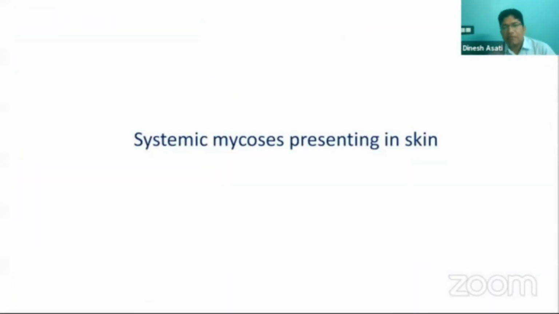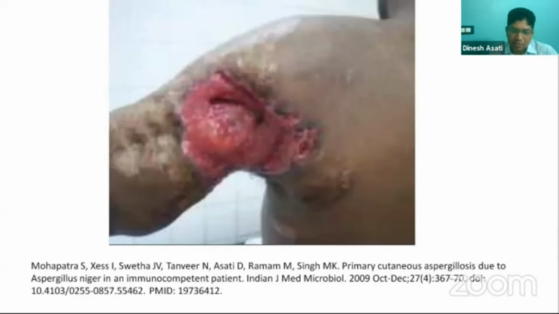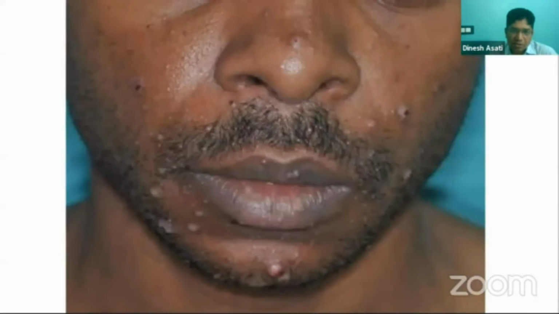Then, rarely, systemic mycoses can also present with skin lesions. Those patients might not have systemic features, and only seeing the skin, we suspect that there is probably a disseminated infection. That is also possible. This is a different case where we saw aspergillosis with a fungating, large non-healing ulcer, and he was not immunocompromised. We worked him up in detail and found he had localized primary cutaneous aspergillosis.